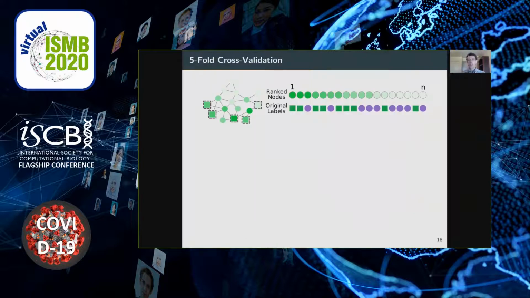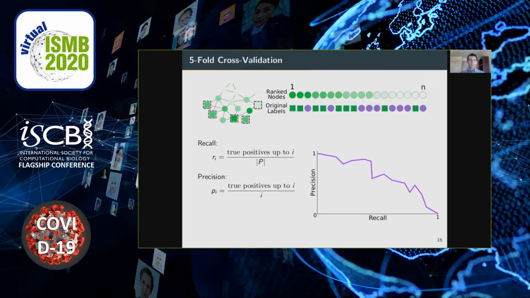Next, to compare the accuracy of our methods at predicting other human interactors of the virus, we performed five-fold cross-validation, which tests the method's ability to recover the original human viral interactors by ranking them when compared to negative examples in purple. We then compute the precision and recall for each rank, giving a curve, measure the area under this curve, and compute the early precision, or precision at recall of 0.1, which allows us to estimate accuracy for the high-confidence proteins.